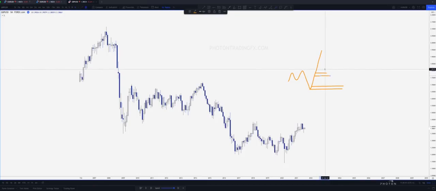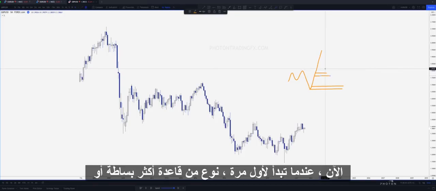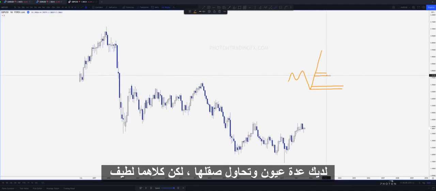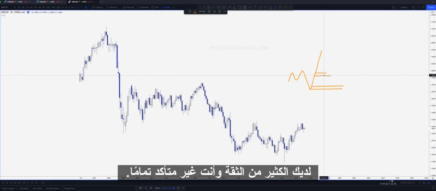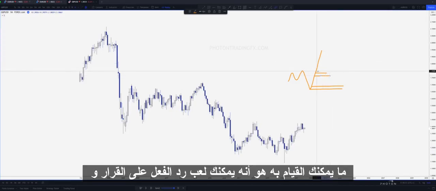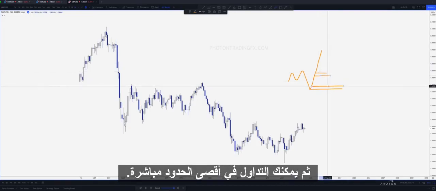Now, when you're first starting out, a more simplified technique you can use, when you have multiple POIs and you've tried to refine them but they both have a lot of confluence and you're not quite sure, is that you can play the reaction to the decisional and then you can trade the extreme directly.